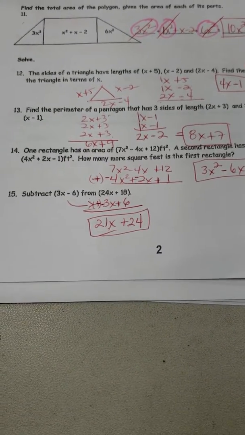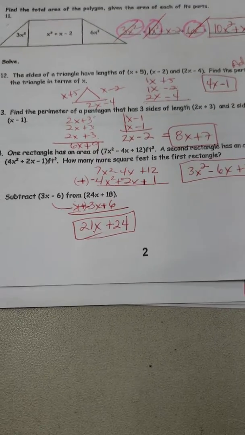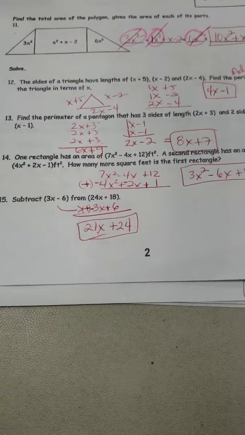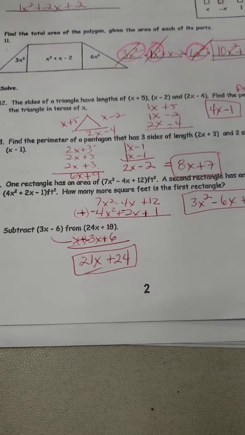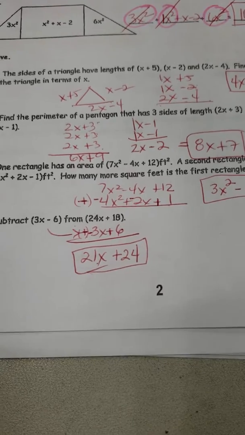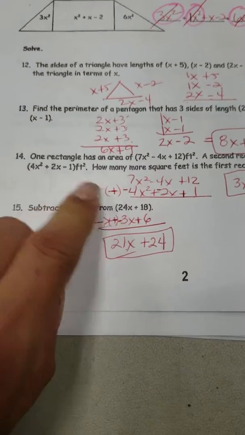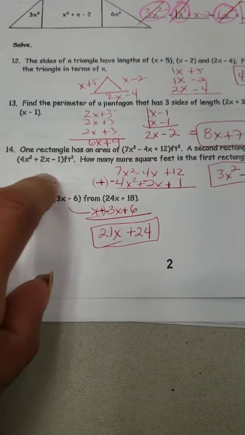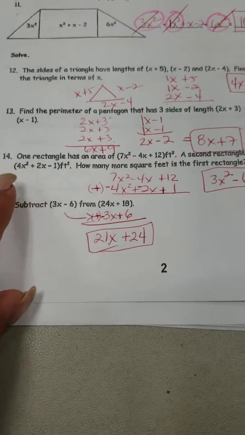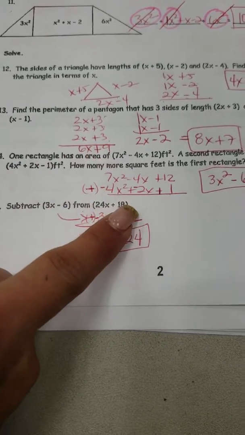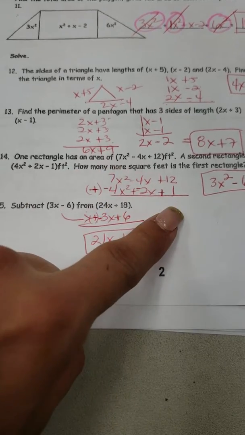All right, number 14, it says one rectangle has an area of this, a second rectangle has an area of this, and how much more square feet is the first rectangle? So almost everybody figured out we had to subtract. So we did 7x minus 4x plus 12 minus the second area. But since it was minus, we changed it to a plus and changed the signs to the opposite. It was a positive 4, now it's a negative 4. Positive 2, now it's a negative 2. Negative 1, now it's a positive.